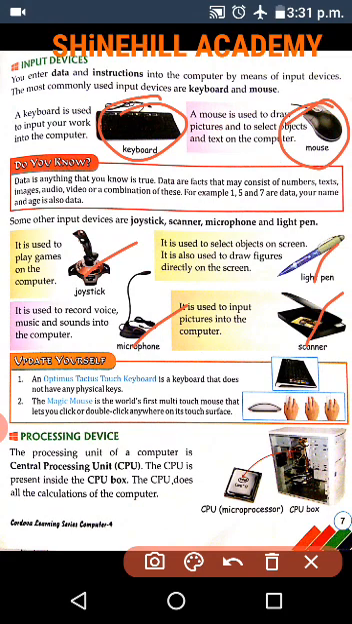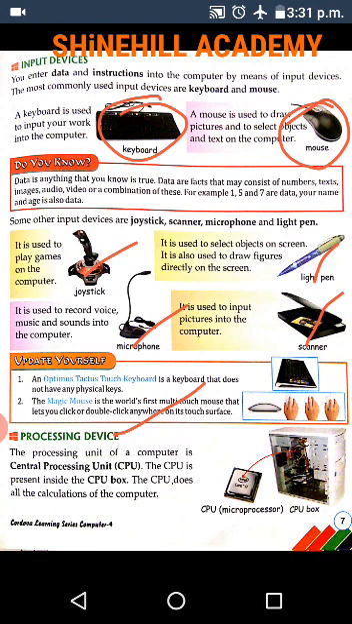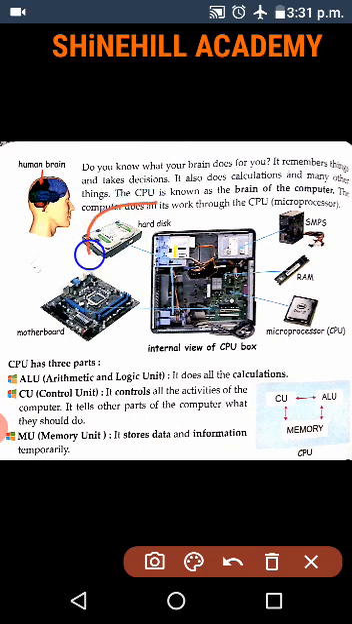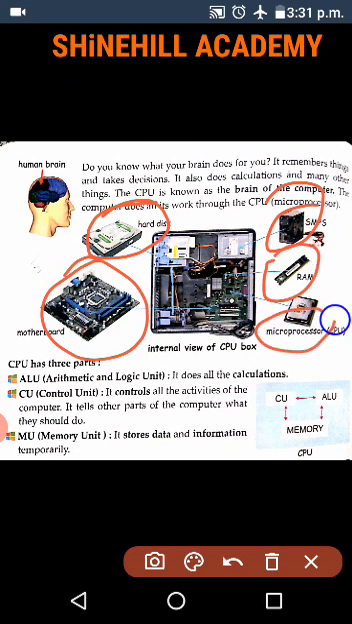Next device is processing device. The processing unit of a computer is the central processing unit. The CPU is present inside the CPU box. The CPU does all the calculations of the computer. Okay. So CPU is the brain of a computer. The CPU, some parts. First one, hard disk, motherboard, SMPS, RAM, microprocessor. These are the very important parts of a CPU.